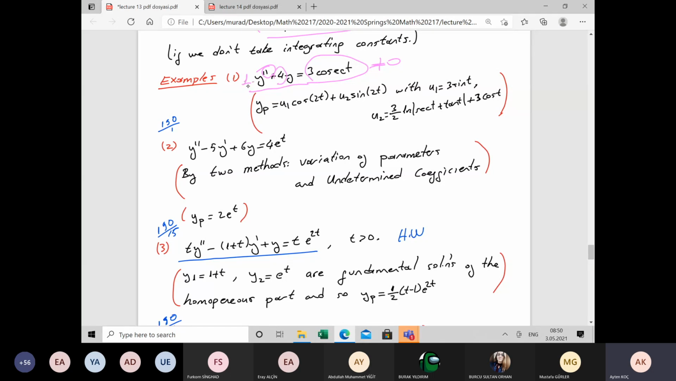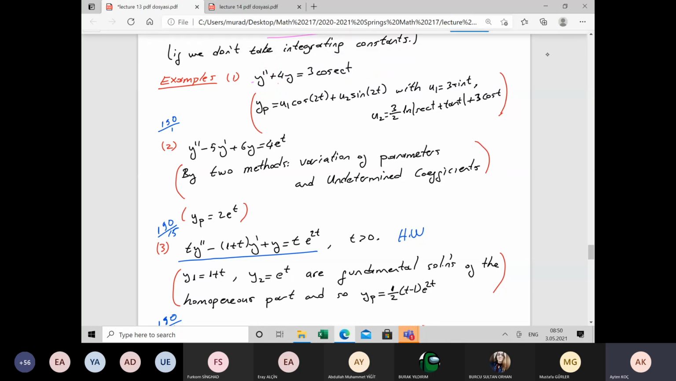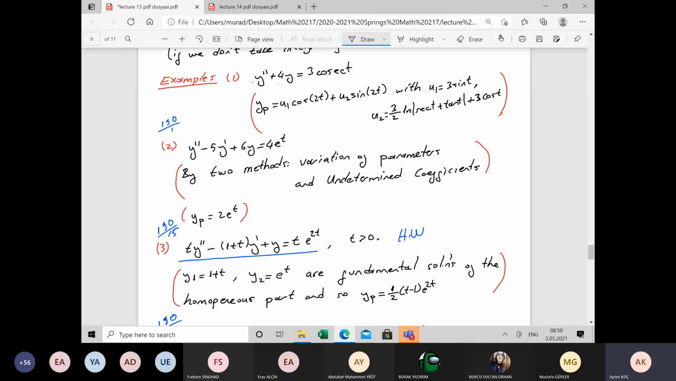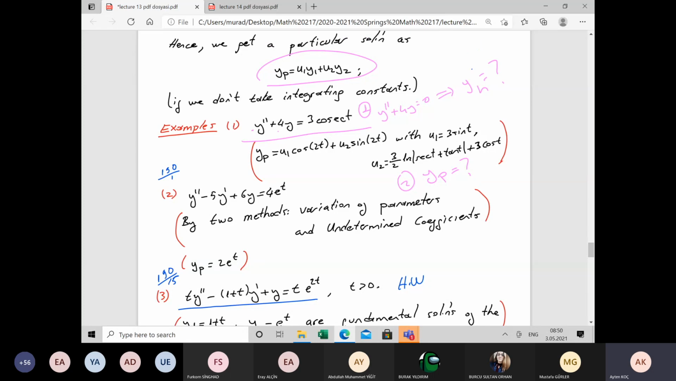Is it in the standard form? Yes, this one is in the standard form. So this one is a second order non-homogeneous equation, and I have to solve this differential equation. Step 1, write the homogeneous part and find the general solution of the homogeneous part. Step 2, find the particular solution of the non-homogeneous equation. So how to find the particular solution?